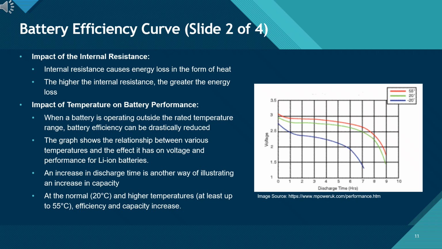The graph shows how the same Li-ion battery behaves at different temperatures. At normal room temperature, around 20 degrees Celsius, the voltage stays stable longer. At higher temperatures, such as 55 degrees Celsius, the battery delivers even better performance and a longer discharge time. But at low temperatures, such as -20 degrees Celsius, efficiency drops sharply, and the voltage declines much earlier. Overall, this slide reminds us that both internal resistance and temperature can dramatically impact usable capacity and overall battery performance.